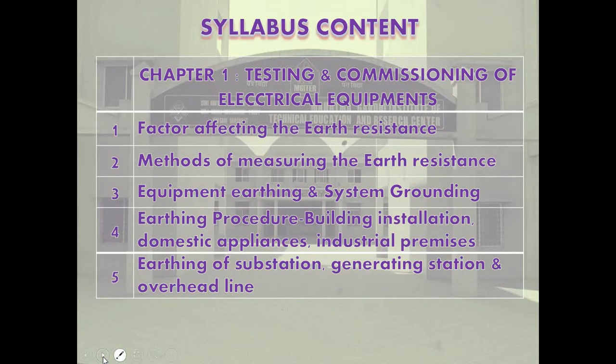Now, syllabus content. First is factors affecting the earth resistance. Second one is methods of measuring the earth resistance. Third one is equipment earthing and system grounding. Fourth one is earthing procedure, building installation, domestic appliances and industrial premises. And fifth one is earthing of substation, generating station and overhead line.